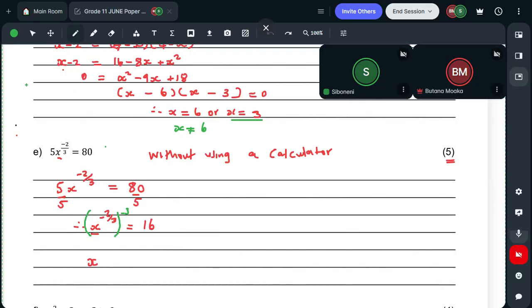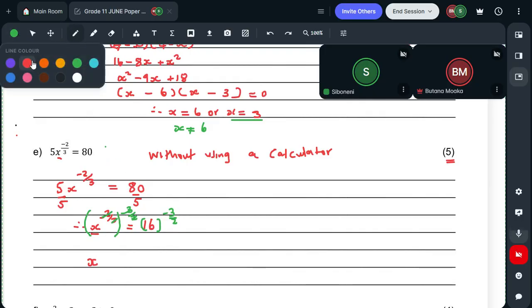Let me just write it properly. So it's going to be negative 3 over 2, negative 3 over 2, so that this cancels that, this cancels that, okay? Therefore, what you do on the left-hand side, you also do on the right-hand side. So now I have x, which is equal to minus 3 over 2. Then we'll take it from there.